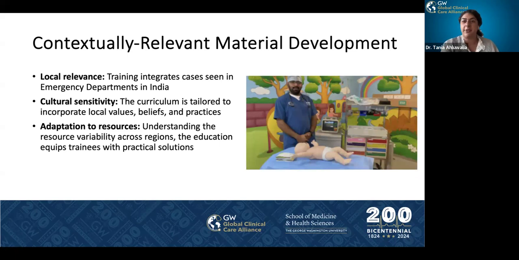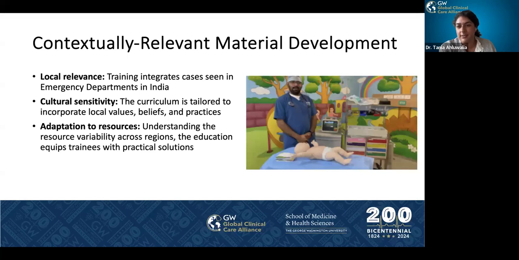Developing educational materials that are locally relevant is key. Our training integrates cases specific to Indian emergency departments, ensuring cultural sensitivity and adaptation to varying resources. This approach empowers trainees with practical solutions tailored to their context.